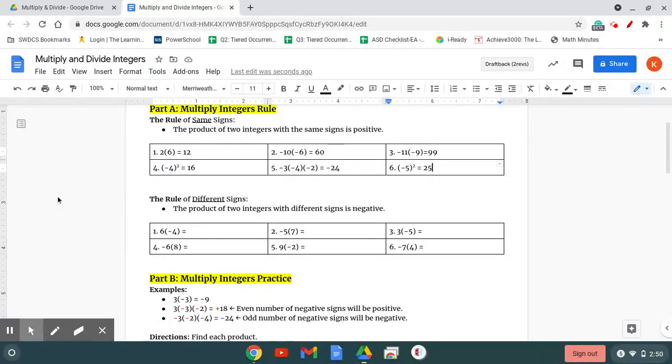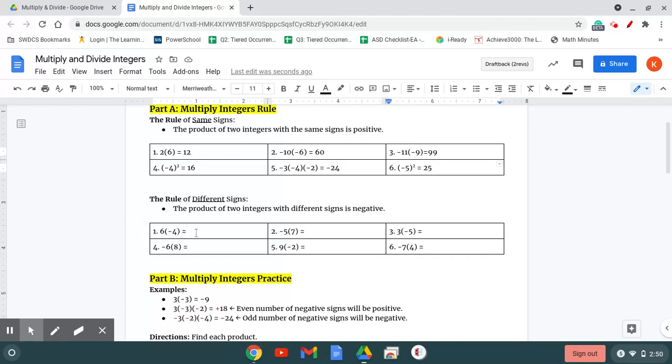All right, so now we're going to talk about the rule of different signs. The product of 2 integers with different signs is negative. So if you have 1 positive and 1 negative, your answer is negative. 2 positives, 2 negatives make a positive, 1 negative makes a negative.